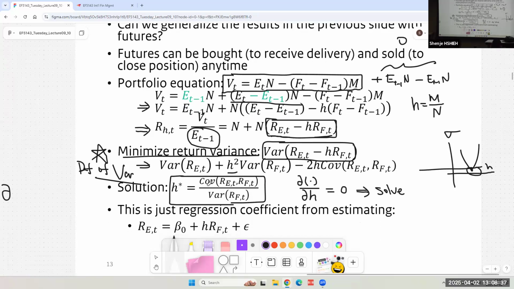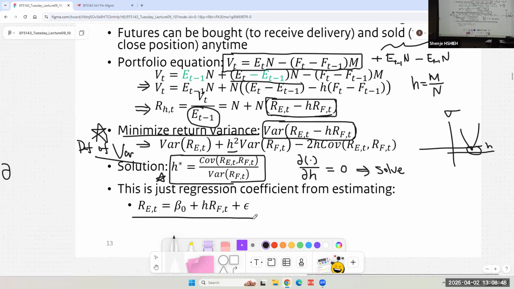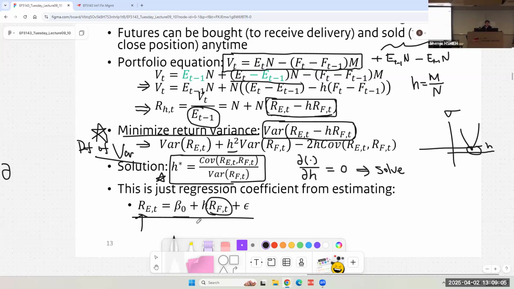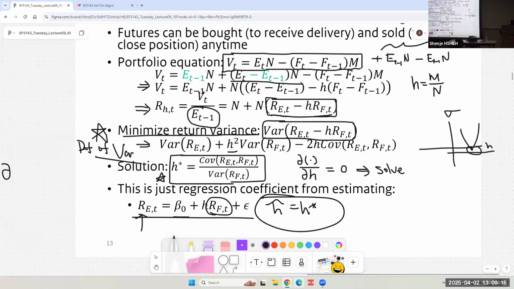All right, so this may seem complicated to calculate, but I assure you this is something you've definitely seen in your statistics class, right? This is just the regression coefficient when you estimate the following model. If you regress the raw return of the underlying asset, using only the future pseudo return as the dependent variable with a constant, the estimated h is your h star, right? So it's very easy to get if you have historical data.